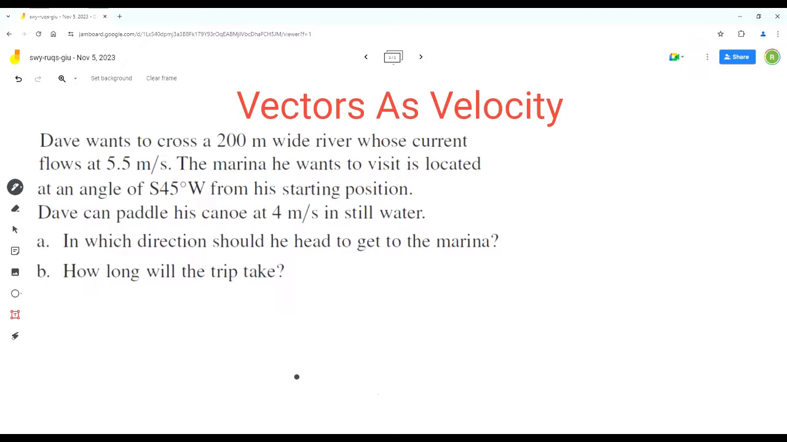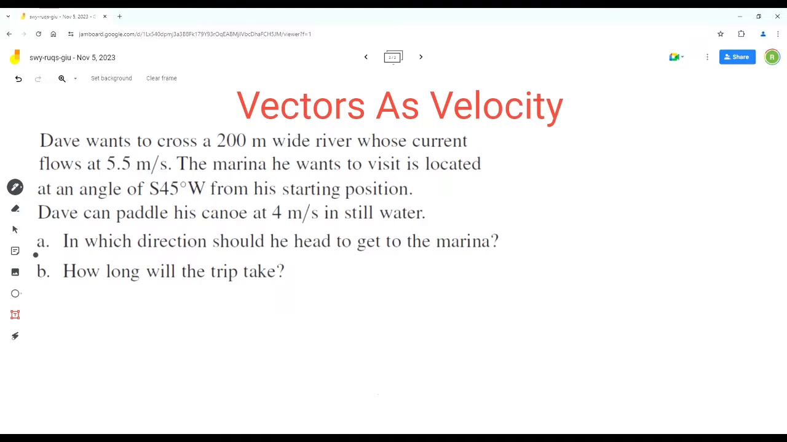So in this video, we'll solve this word problem using the concepts of vectors as velocity. As per the problem, Dave wants to cross a 200-meter wide river whose current flows at 5.5 meters per second. The marina he wants to visit is located at an angle of south 45 degrees west from his starting position. Dave can paddle his canoe at 4 meters per second in still water.